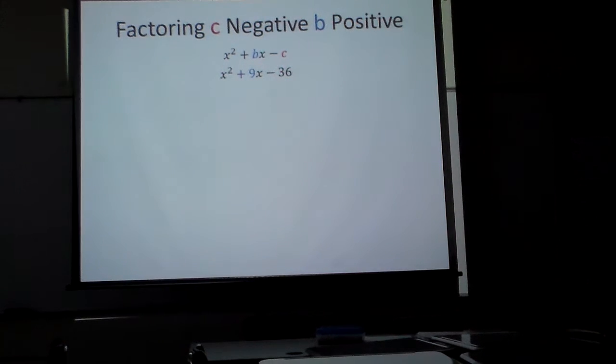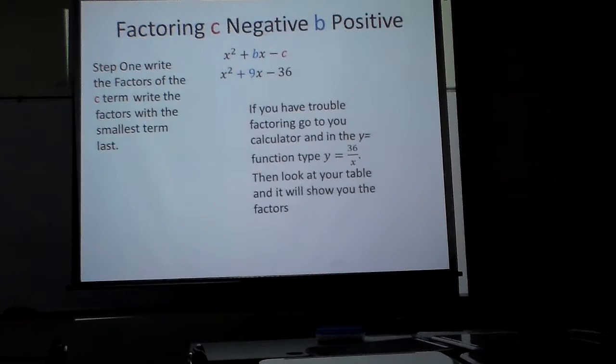How do I work one where the last term is negative and the middle one's positive? Well, first off, I do the same thing I've been doing on all the others. Factor the very last term. And it's 36, and if I have trouble factoring, I can go to my y equals button on the calculator and do 36 divided by x, and it will show me all the factors. If it has a decimal, that's not a factor.